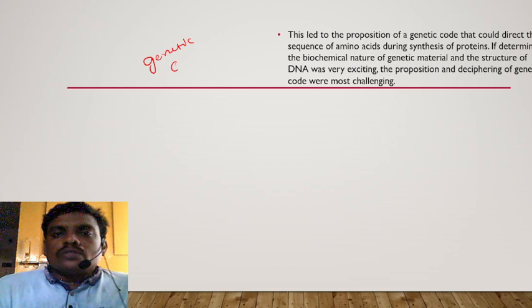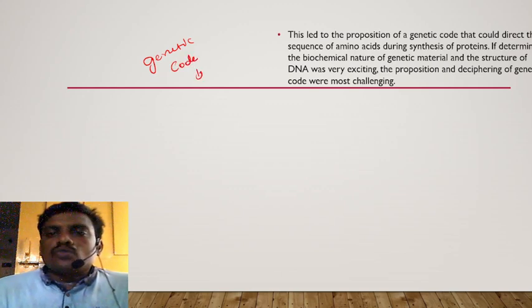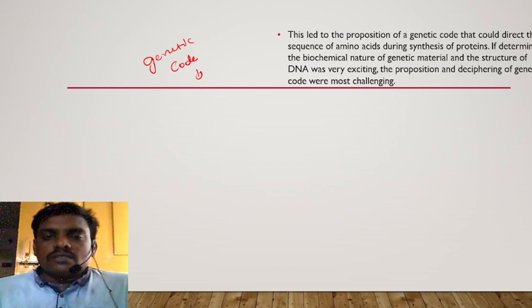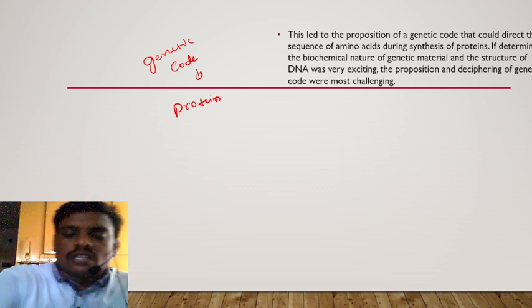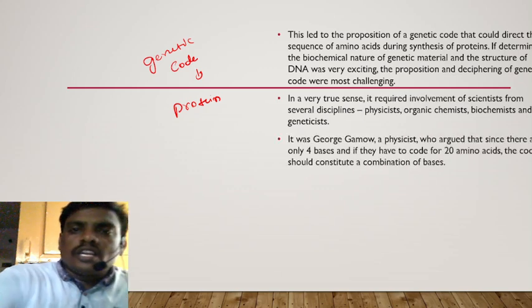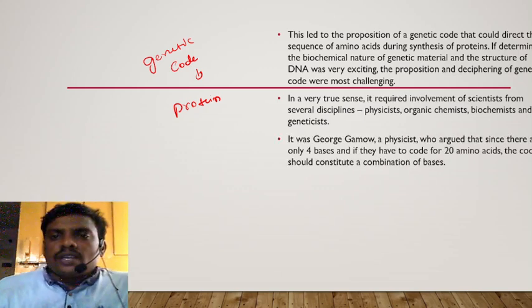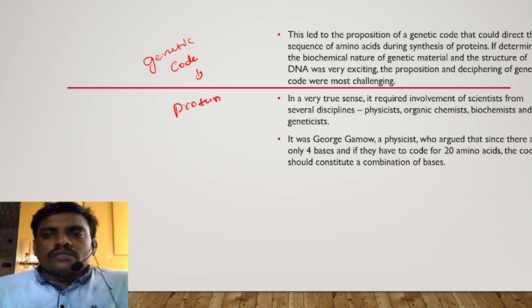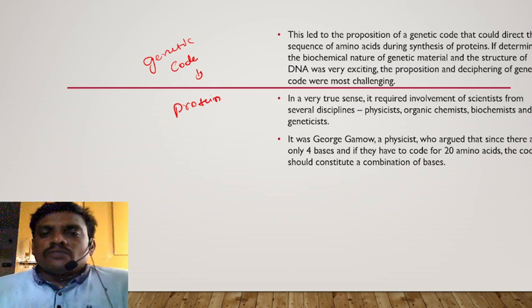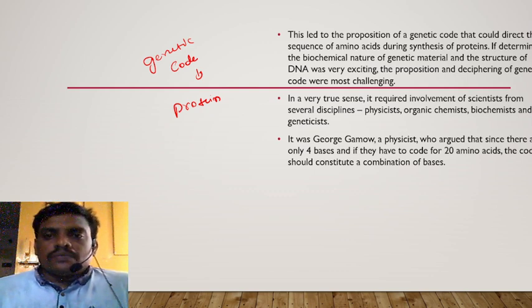How does this genetic code appear that could direct the sequence of amino acids, which helps in the process of protein synthesis? Let us learn. The proposition and deciphering of the genetic code were most challenging. In a very true sense, it required the involvement of various scientists: physicists, organic chemists, biochemists, geneticists, all of them involved in discovering the genetic code.